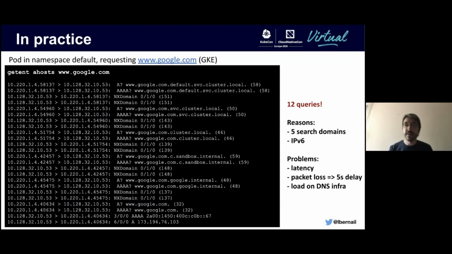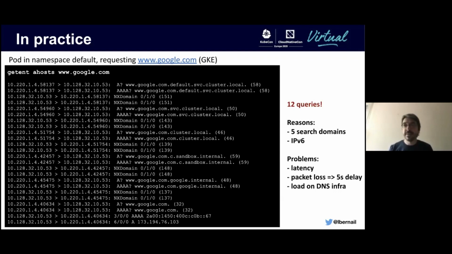The reason for this is that we have 5 search domains, 3 for the cluster and 2 inherited from Google. And also something that's a bit surprising that wasn't in my theory examples is IPv6 queries. So we get twice the number of queries because of IPv6. This leads to several problems.